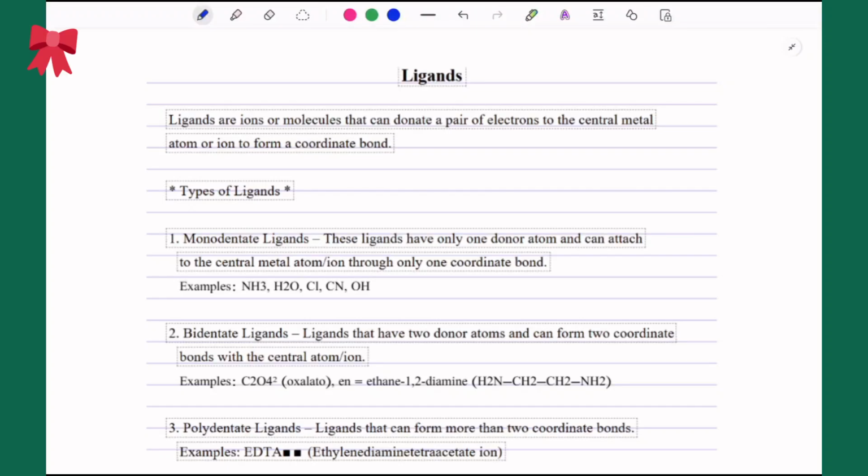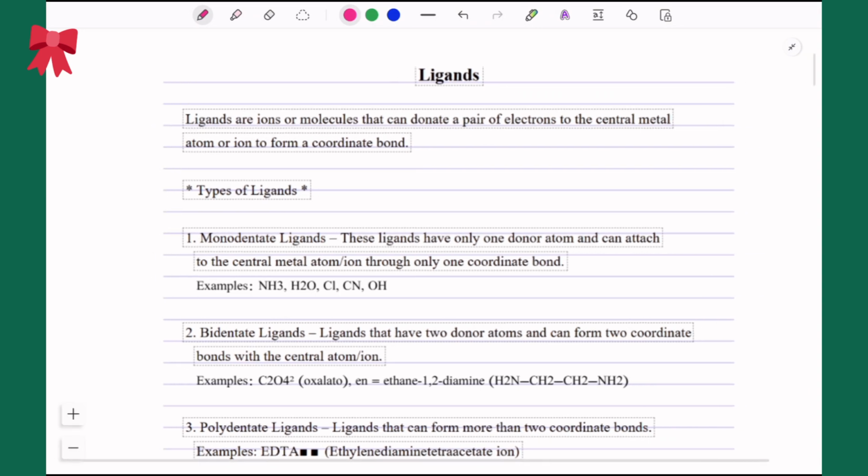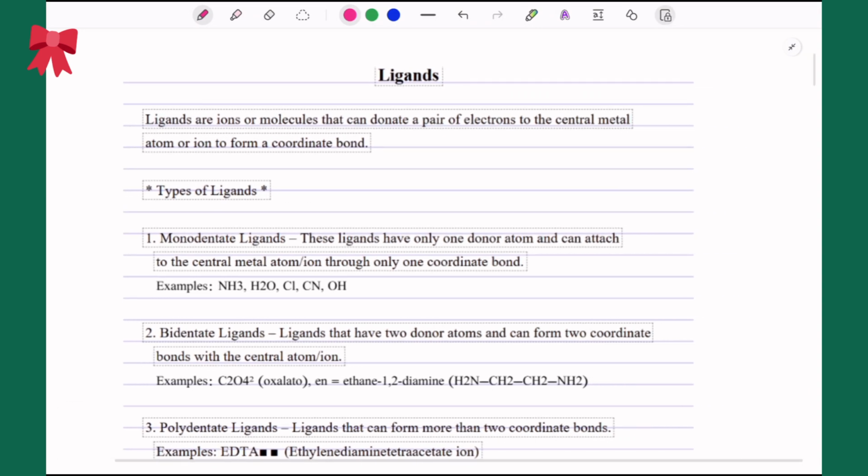Like yesterday, we had discussed the introduction of coordination compounds. Today we'll understand what ligands are. As discussed yesterday, ligands are nothing but Lewis bases. So the right definition which you will give in the board examination will be: ligands are ions or molecules that can donate a pair of electrons to the central metal atom or ion to form which bond? A coordinate bond. This is important. Yesterday, we had discussed this bond.